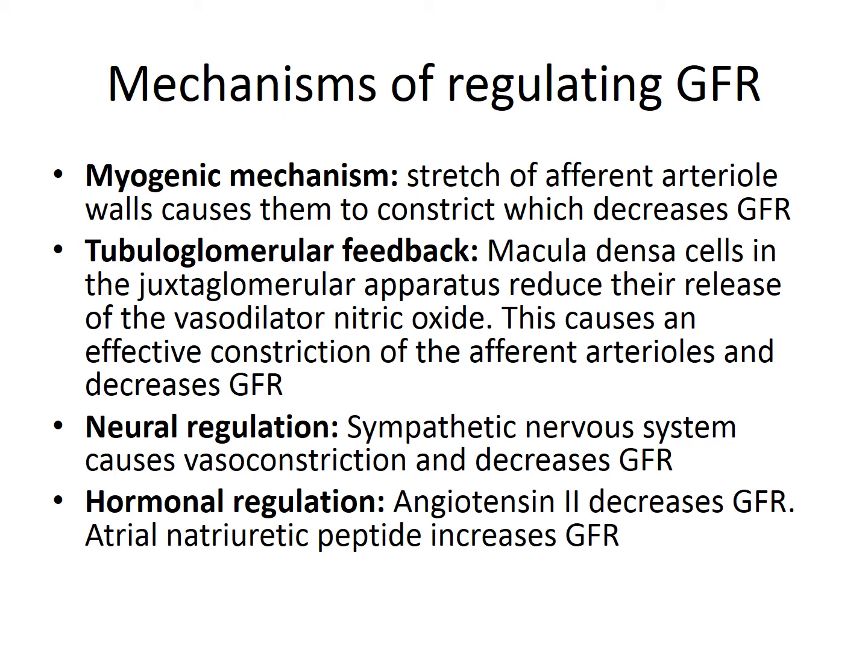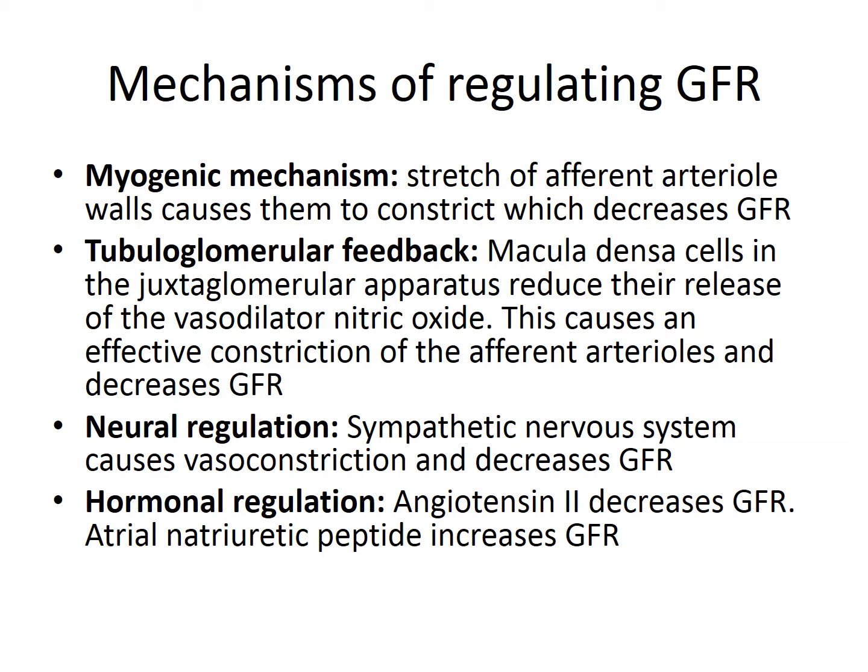So that can be affected by hormones as well. Finally, we mentioned in the previous slide that the sympathetic nervous system can act on the afferent arteriole and cause vasoconstriction and decrease the glomerular filtration rate. Very handy if you've already lost a lot of fluid in your blood. The last thing you want to be doing is losing even more fluid by producing a lot of urine.